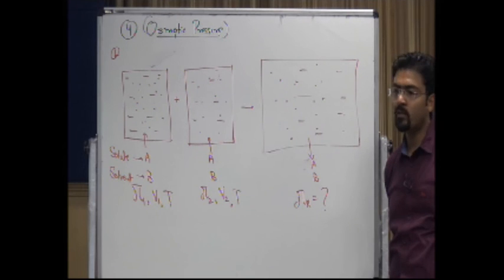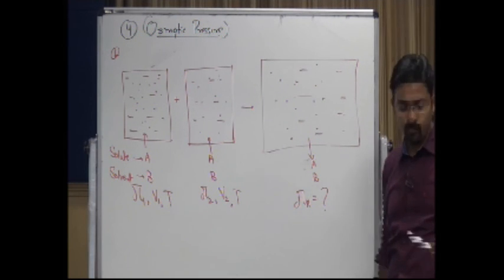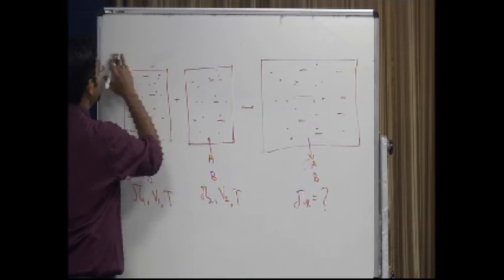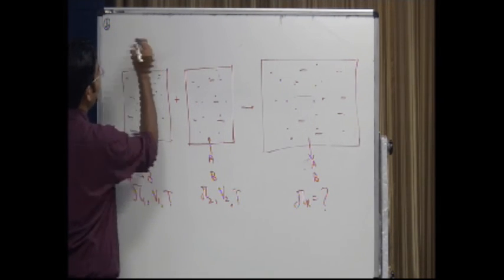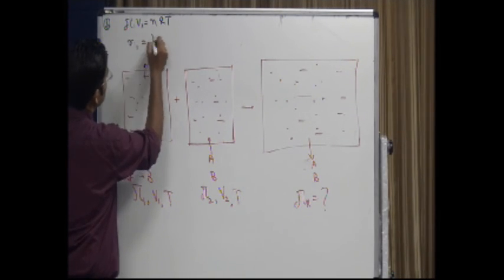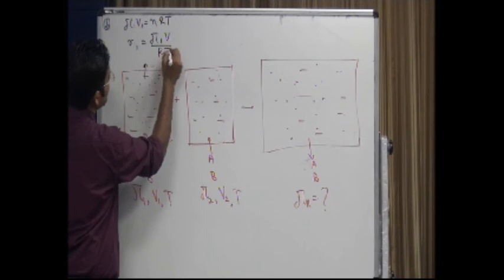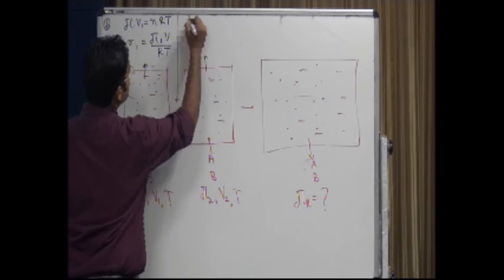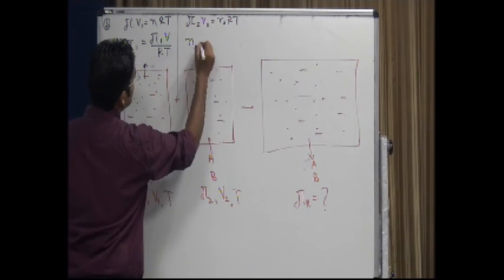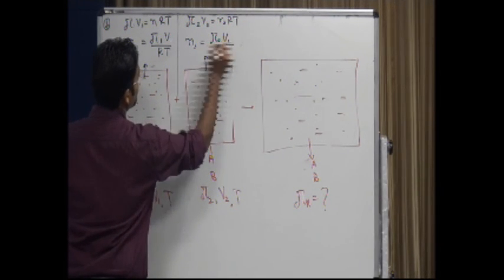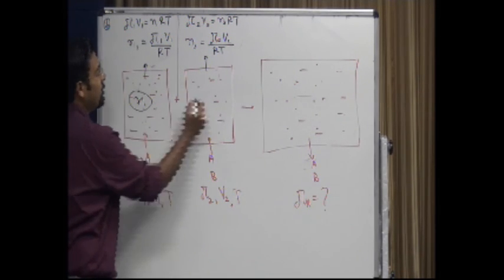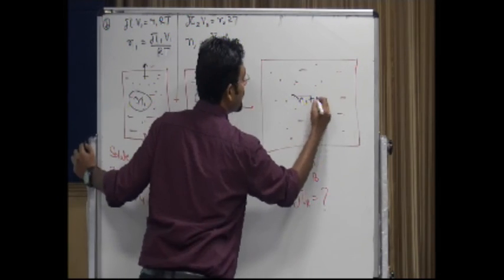See, osmotic pressure is a colligative property. It depends upon the number of particles. Let's see what the number of particles is here. So pi 1 V1 is equal to N1 RT, so N1 is pi 1 V1 upon RT. In this case, pi 2 V2 is equal to N2 RT, so N2 is equal to pi 2 V2 upon RT. Now, whatever the number of particles here and the number of particles here, they'll just sum up.